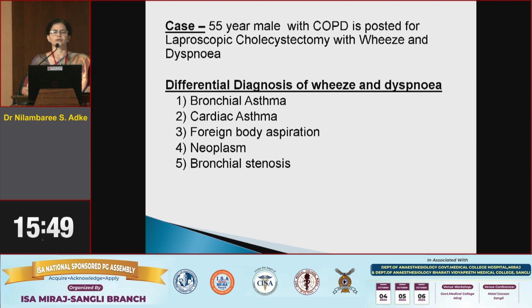Here I have been allotted the management of a 55-year-old male with COPD who is posted for laparoscopic cholecystectomy and who has wheeze and apnea. So what can be the differential diagnosis? We may get wheeze, cough, dyspnea with bronchial asthma also, cardiac asthma also, sometimes with foreign body aspiration, bronchial tumors, bronchial stenosis. These are different conditions.